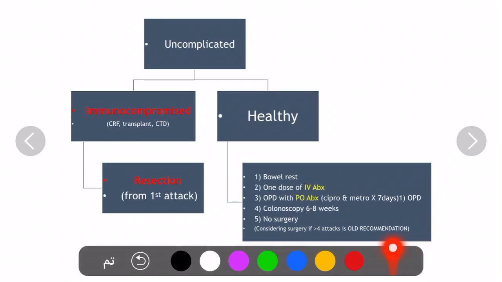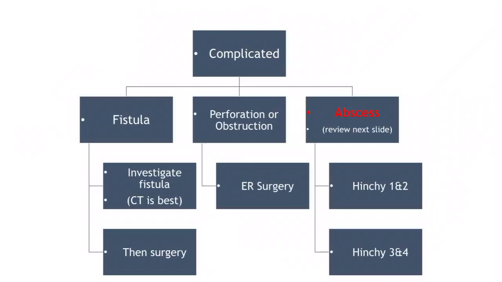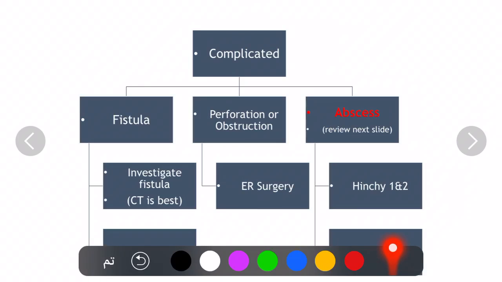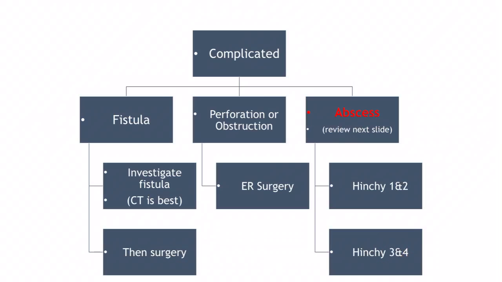Okay, next. Complicated: we have fistula, perforation or obstruction, or abscess. Abscess in detail, we'll talk about it next slide. Now the fistula, you have to investigate the fistula for sure, and CT is best. What do I mean by that? Especially for the colovesical fistula.